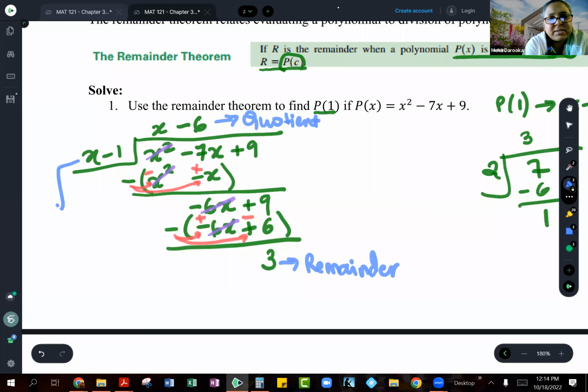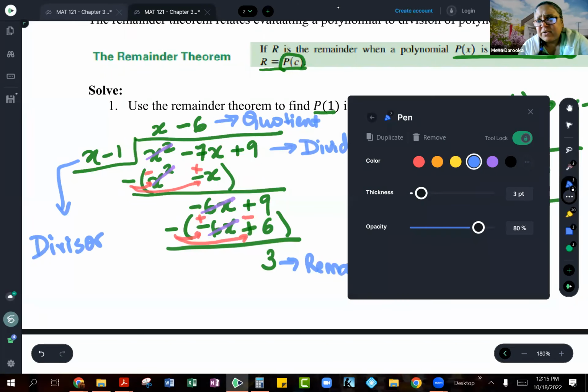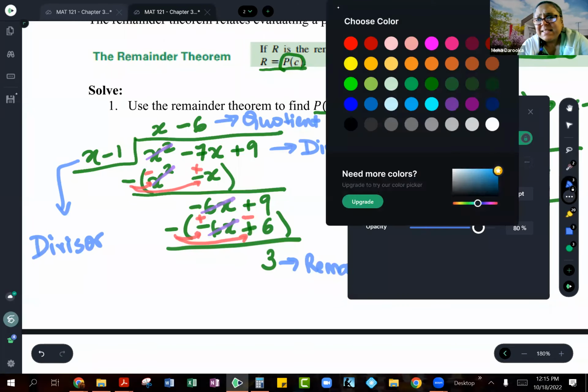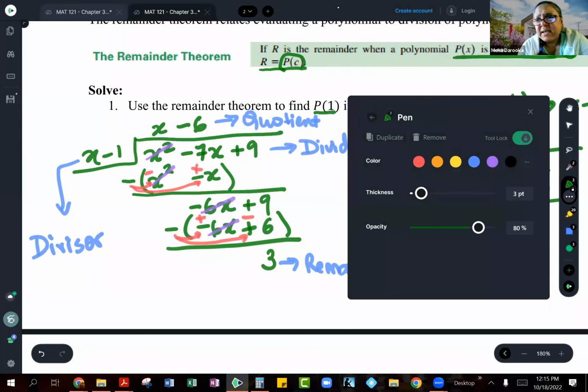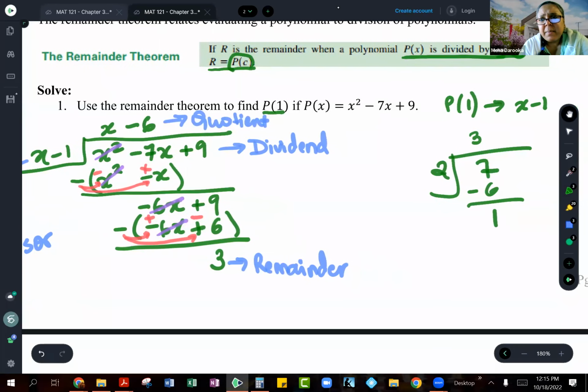And this one is what we call as divisor. And then your x squared minus 7x plus 9 is what we call as the dividend, because that's the number that's being divided. And you will actually see this terminology later on also. So this is how the remainder theorem works out, guys. You're supposed to do your long division to try and see what the answer will come out to be.